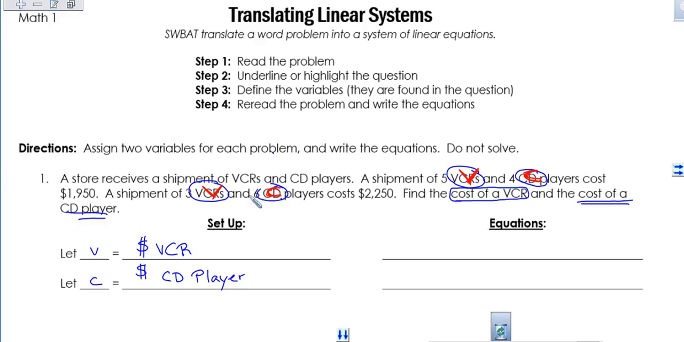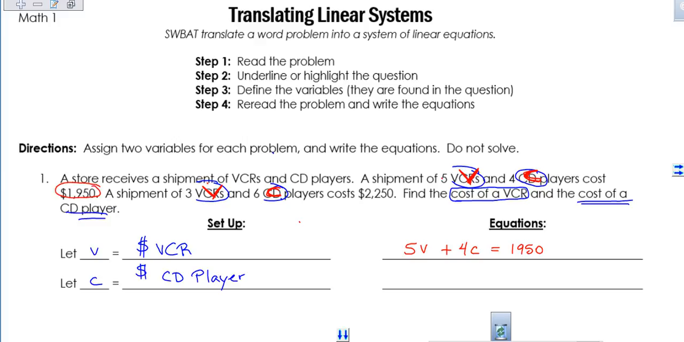And what you'll see is that the numbers will appear right next to them, and you'll be able to more easily create your equation. If we look at the first thing they tell us about VCRs and CD players, it tells us that we have 5 VCRs and 4 CD players. We're really going to add those together, because you have 5V plus 4C, and it cost, or it equaled, $1,950. And we get that from right here.